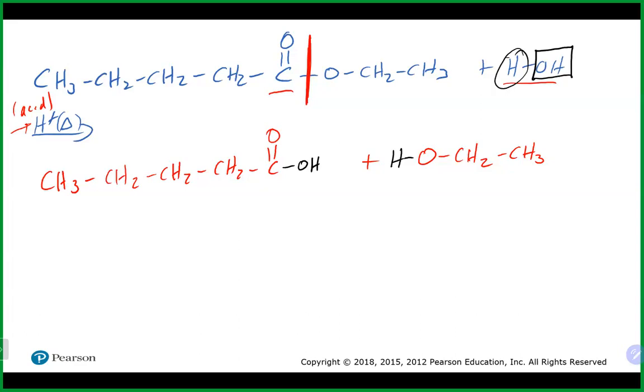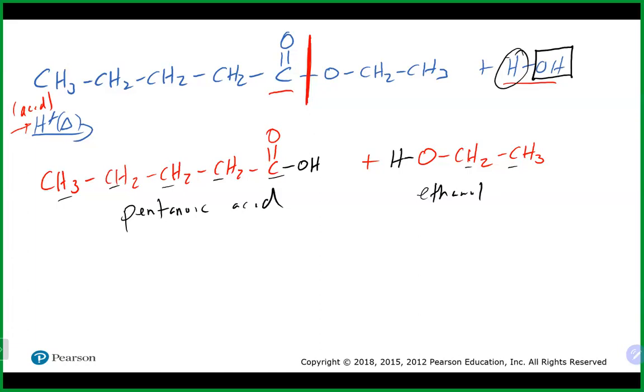Oh, what would these be? I have no idea. Let me count. 1, 2, 3, 4, 5. So that would be pentanoic acid. And this would be 1, 2, ethanol, yeah, which is your carboxylic acid and your alcohol.